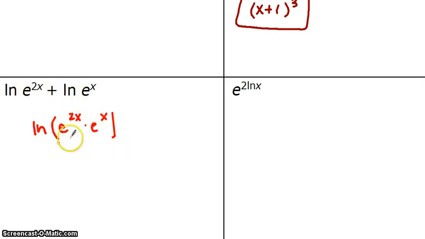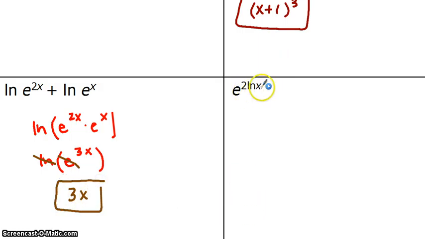All right, well, this is going to use one of those exponent rules we learned about. We're multiplying like bases, so we're allowed to add their exponents. So this will be e to the 2x plus x, which is 3x. Now that I have a single log, the ln and the e's can cancel with each other, and that leaves us with our answer of 3x.